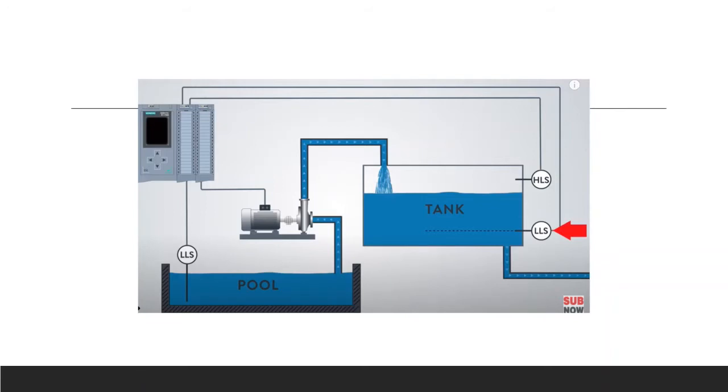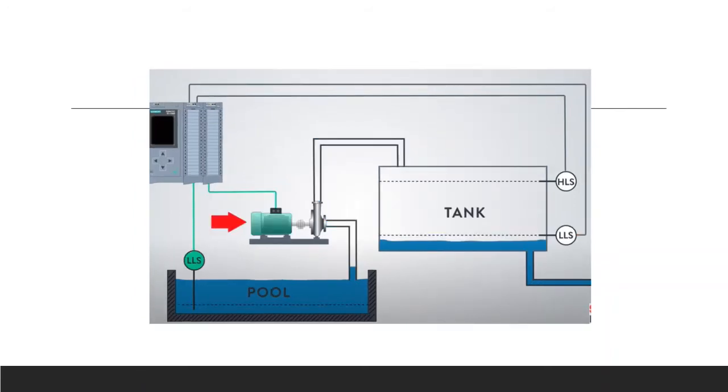That's our pump where I'm showing this arrow. This procedure will repeat again and again. When there's no water, there will be a command to the PLC, the PLC will send the command to the pump, and the pump will turn on the water, so the tank will be full. Once it reaches the higher level switch, the PLC will send a close command to the pump, and the pump will switch off. This process will repeat again and again.